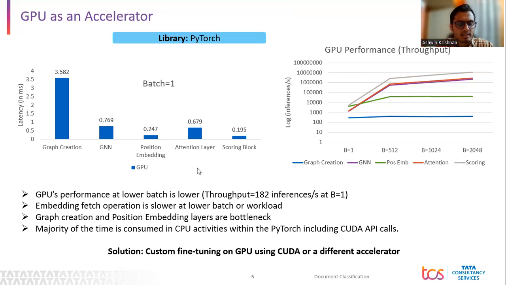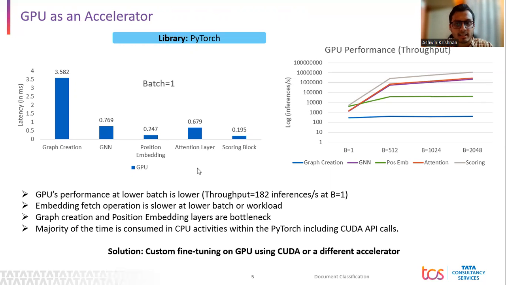It's pretty simple for us to deploy using these libraries. And here we found that at lower batch, the performance was a bit lower for the GPU. For example, for a real-time inference, it was just 182 inferences per second. And we found that even with an increase in batch size, there was a bottleneck due to graph creation and the position embedding layer. Now, the graph creation layer has operations like array concatenation, transpose operation, and random memory accesses.